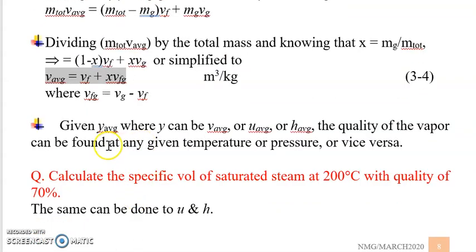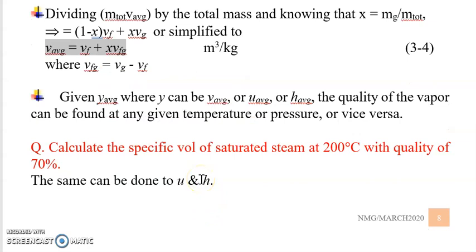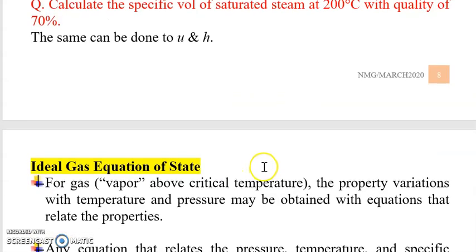Let's say if you are given y average, where y can be v average or u average or h average, the quality of the vapor can be found. I'll give you an example here. Calculate the specific volume of saturated steam at 200 degrees C with quality of 70%. You can do that with u and h. If you can find specific volume, then you can, of course, determine the specific internal energy as well as the specific enthalpy.